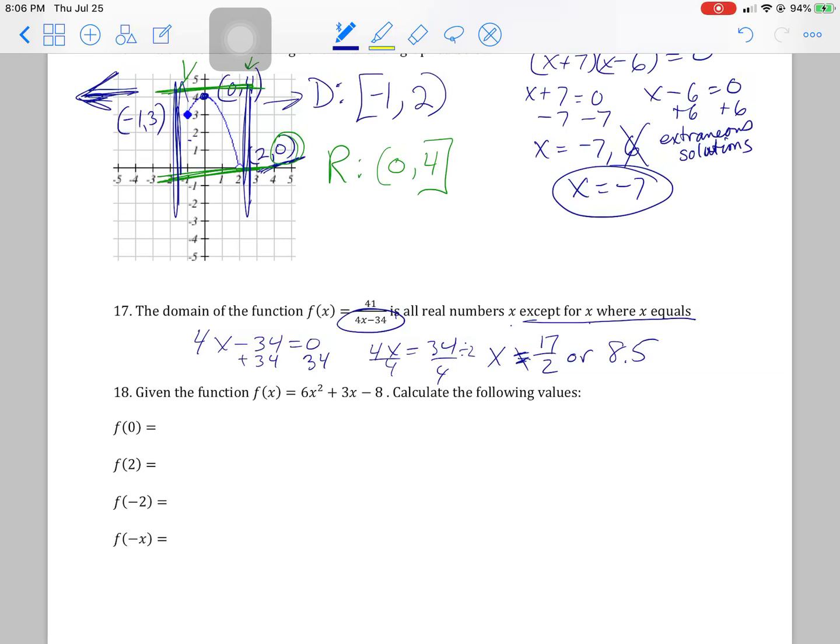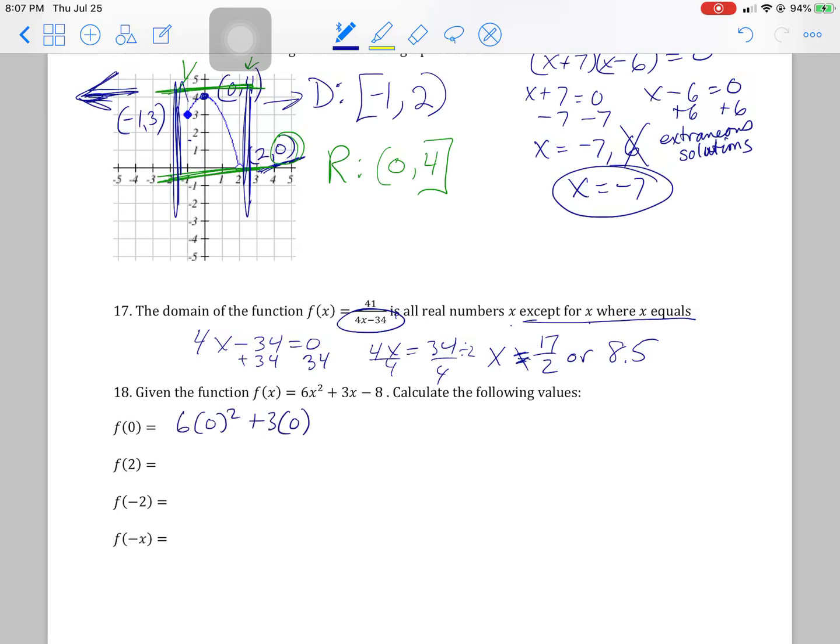All right, 18, we're just filling in these numbers for x. The name of this function is f, so function of x is the following, and then we're going to put in different x's. So everywhere there's x, let's try to make these neat.